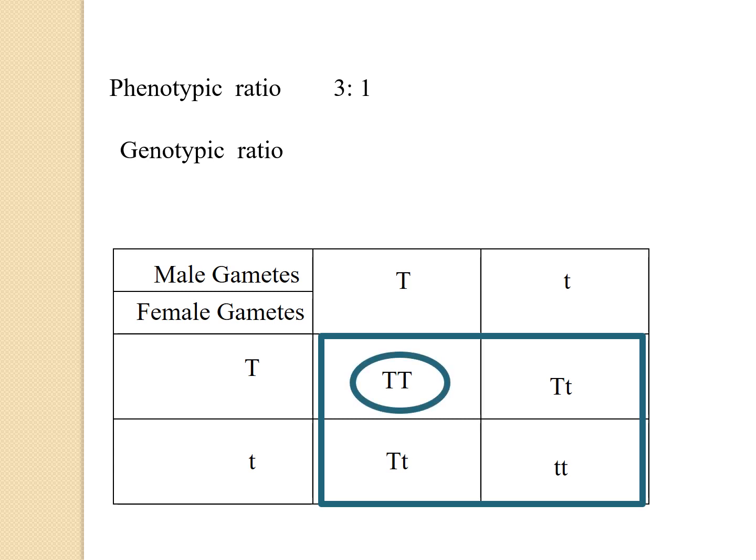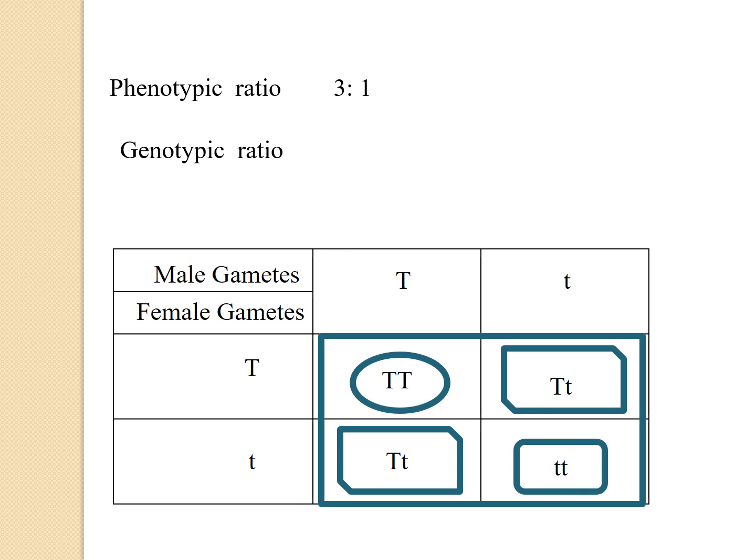First, capital T, capital T. Both are capital, so it is homozygous dominant. Okay, so we have one homozygous dominant. Now here, from the four products that you have got, two of them have one capital and one small, which means that these are heterozygous. So the number of heterozygous that you have is two. And this one is homozygous recessive because both are small t. And because they are small, you say they are recessive.